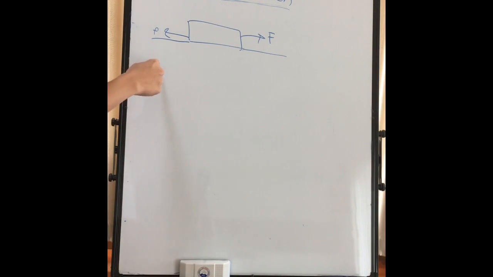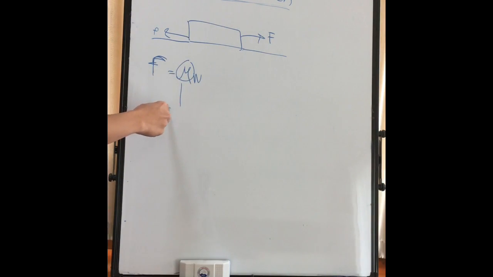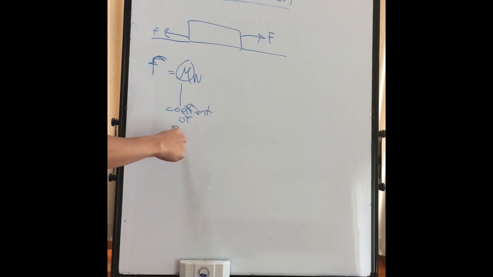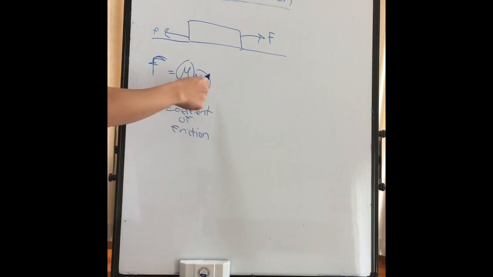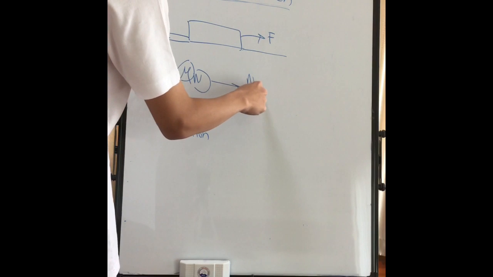So the equation of friction is friction equals mu times normal force. Mu is the coefficient of friction, and N is the normal force.